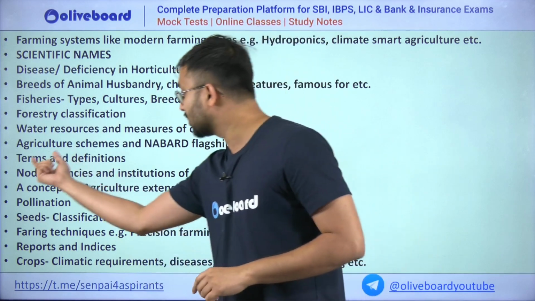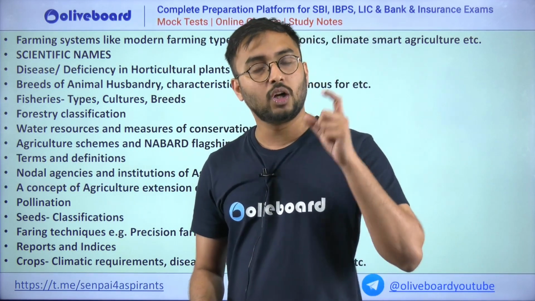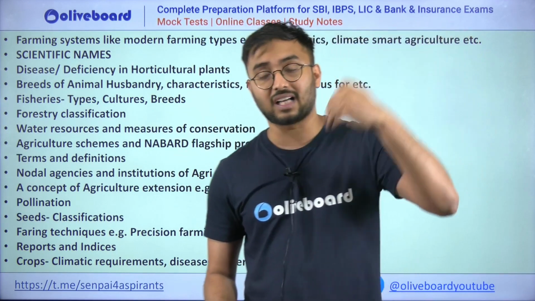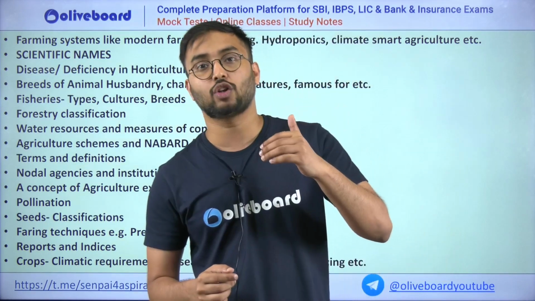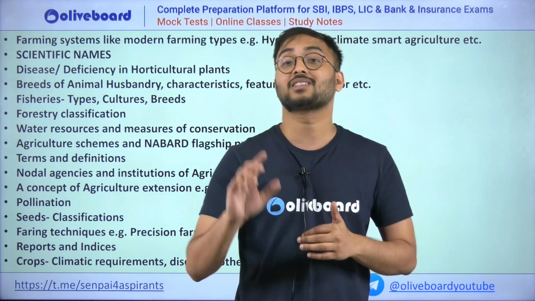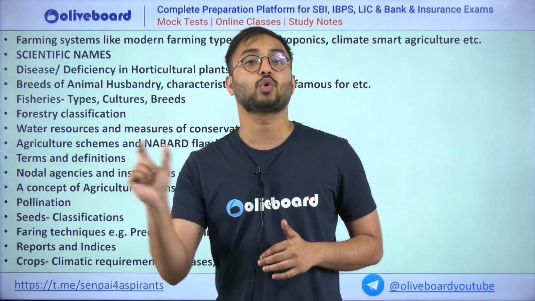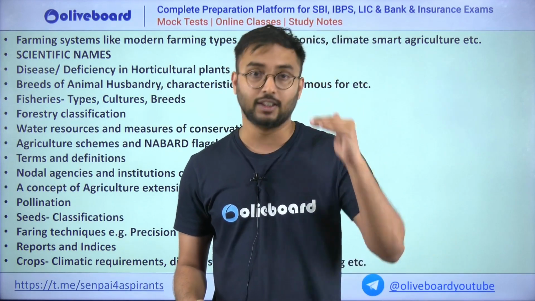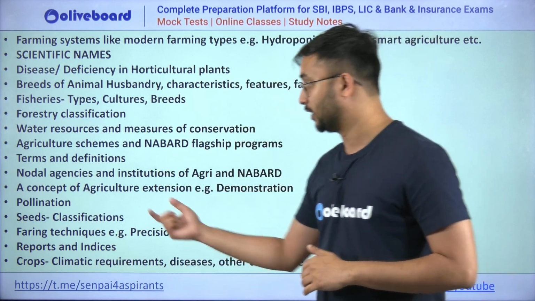Then come terms and definitions. Various terms are there, various definitions are there. I have always seen that Nabard asks a definition and asks what this is. For example, it may say plantation of one or more crops on the same piece of land in random arrangement is called dash, and it will give you the options mixed farming, mixed cropping, intercropping, double cropping. So in this way, Nabard loves definitions and terms.